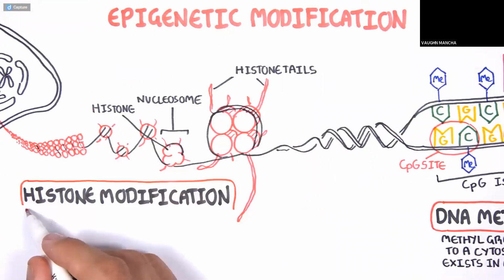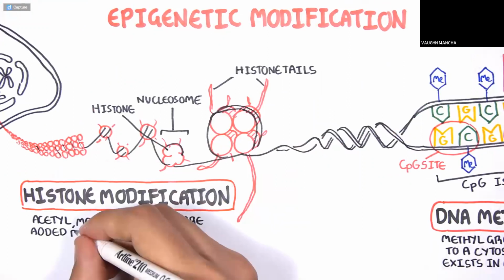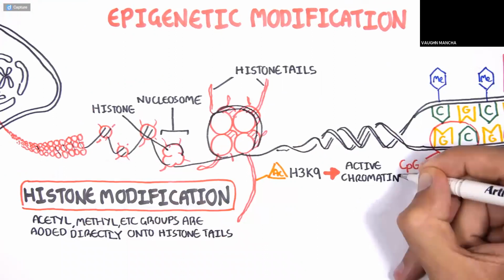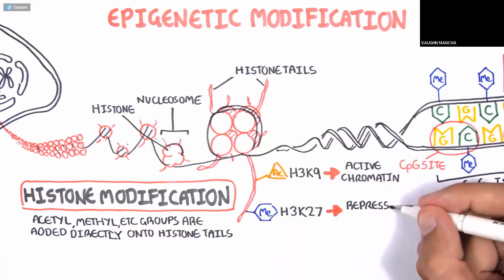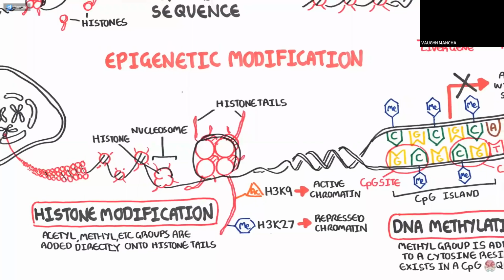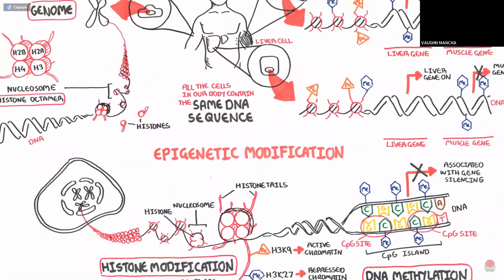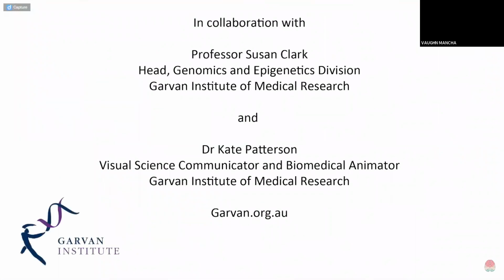The second type of epigenetic modification is histone modifications. This is where acetyl or methyl groups are directly added onto histone tails, and this will modify gene expression. For example, histone 3K9 acetylation correlates with transcription activation, and histone 3K27 trimethylation with transcription repression. Genome-wide patterns of DNA and histone modifications, or epigenome, are established during early development and are maintained during cell division. In cancer, these patterns are altered and disrupted.